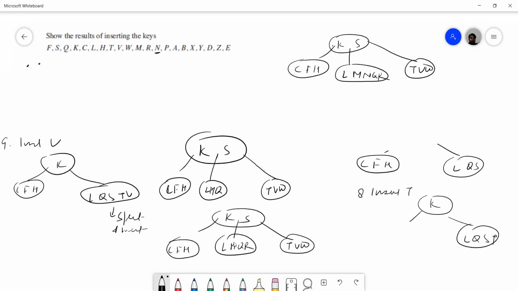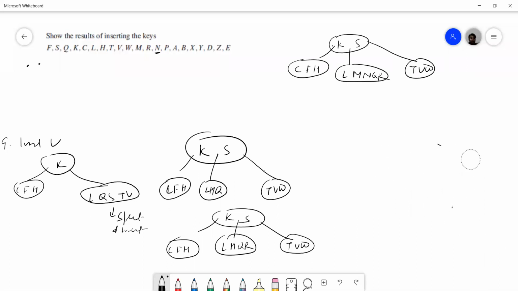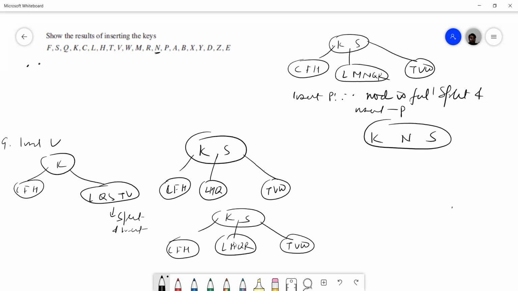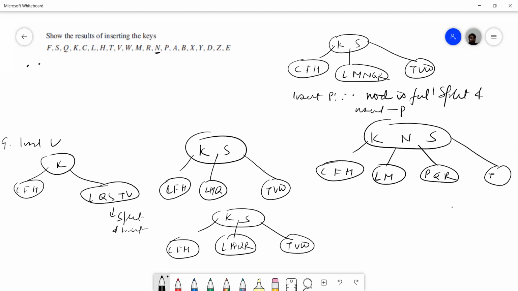Then we have to insert P. So P will also go there, but the node is full, so we'll again split. So insert P, and since the node is full, split and insert. So we'll have K, N, S. Here we'll have C, F, H. Here we have L, M, N, O, P. Here we'll have P, Q, R. Here we have T, V, W.